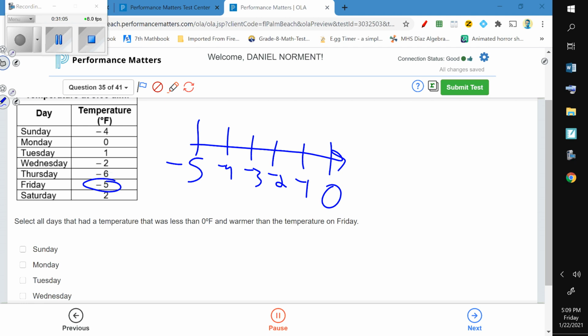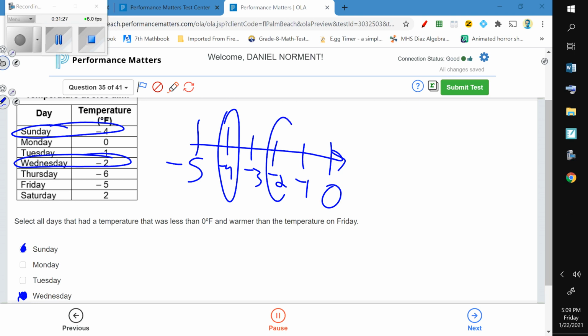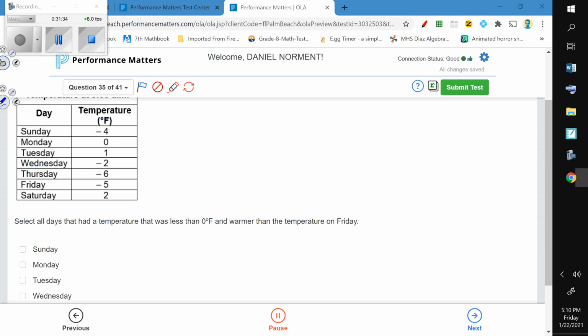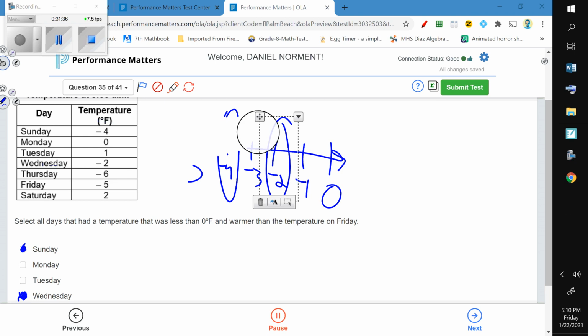So that's Sunday, Wednesday, and that's it. Sunday, my bad, and Wednesday. Those are the only 2 numbers that stay within the parameters. They're in between -5 and they're less than 0, okay? I hope that makes sense. And I don't see anything else. This is too cold, and the other ones are bigger than 0. All right, 35. Now I'm going to go to 37.